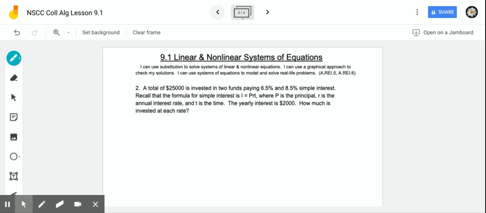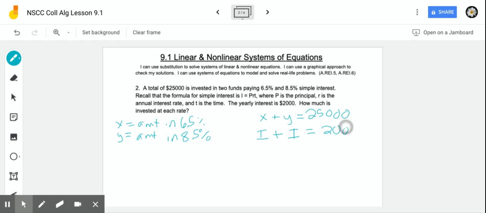All right, well, let's think through this a little bit. We need to figure out how much we're putting in each account. So I'm going to call X the amount in the 6.5% account. And Y is going to be the amount that I put in the 8.5% interest. So let's see what I know about these. I know that the amount that I put in each account adds up to $25,000. And I also know the interest from each account, interest plus interest, is $2,000.